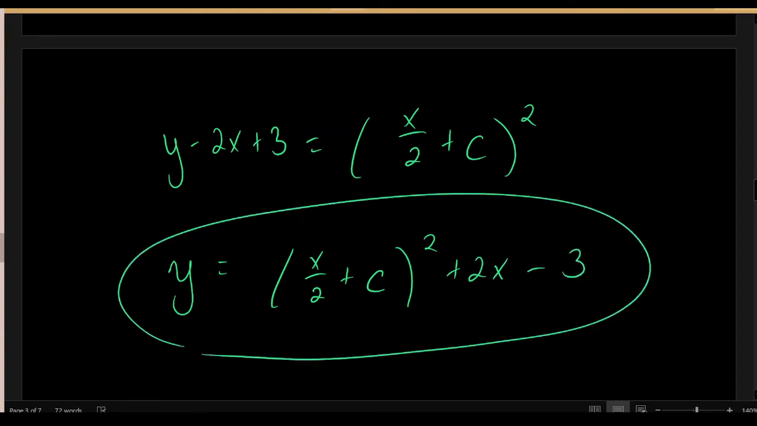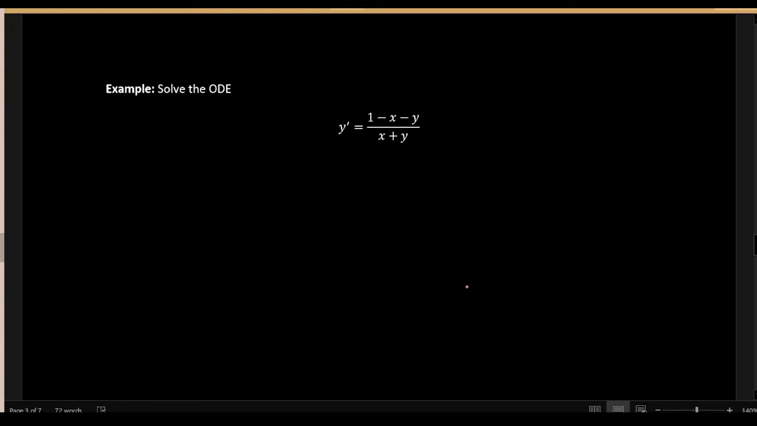So we took an equation which was in the beginning quite a mess. It had y's and x's under roots and everything, but as a result of that substitution, we were able to turn it into a separable equation. As a matter of fact, an autonomous equation. Let's try it in a slightly more complicated example. Let's solve the ODE where y prime is equal to 1 minus x minus y divided by x plus y.